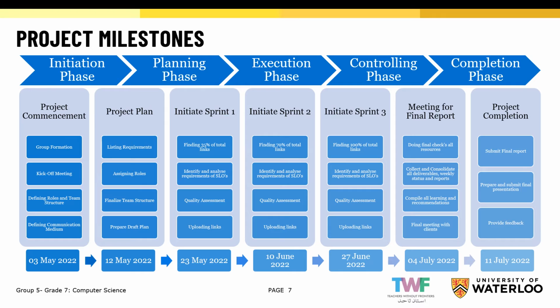First of which was project commencement, which included our group formation, defining the roles and our team structure. The second phase was project planning, which included assigning these roles and listing the requirements of the whole project. The third one was sprint one, in which we had to find 35% of our total links.